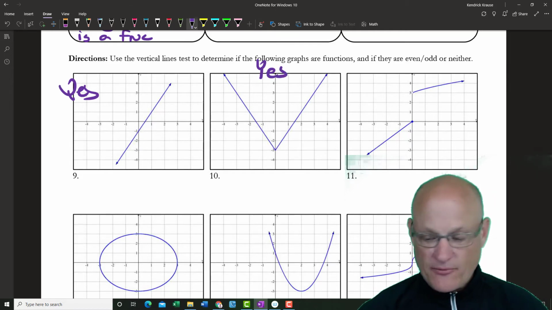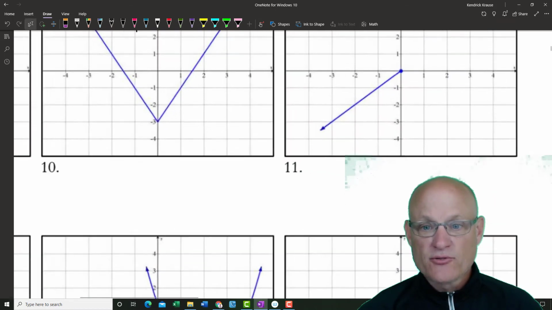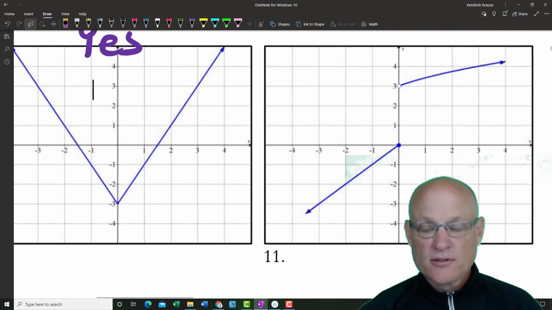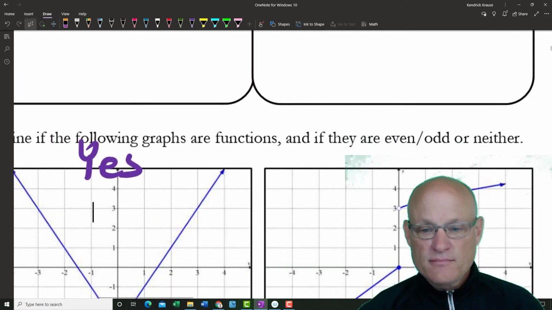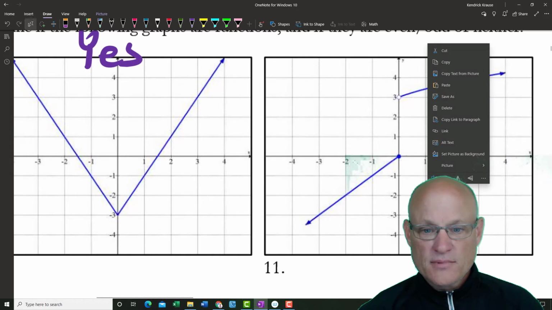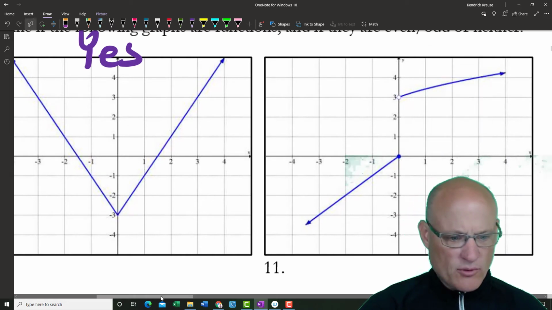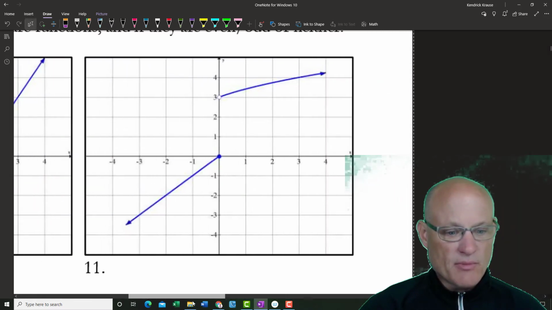Now we got to be careful here. I'm going to try to zoom in here. I really like to move over. I don't know why I can't move over. There we go. Got to use my mouse apparently.